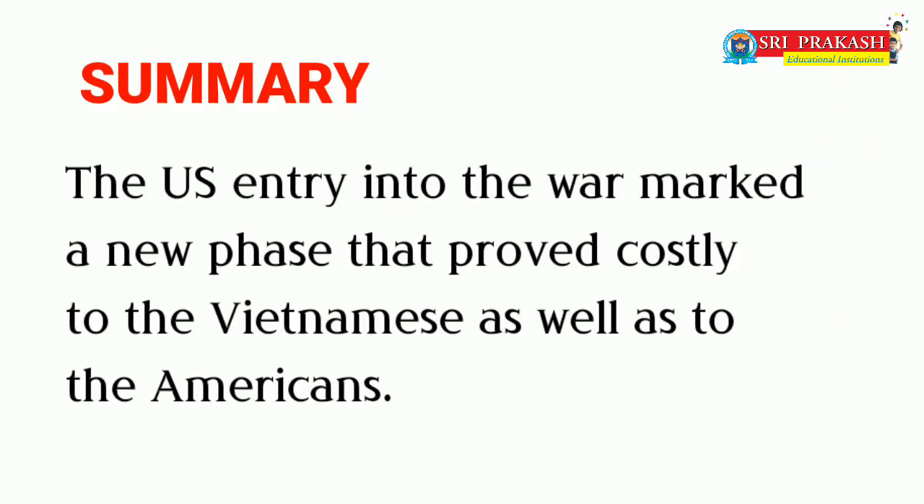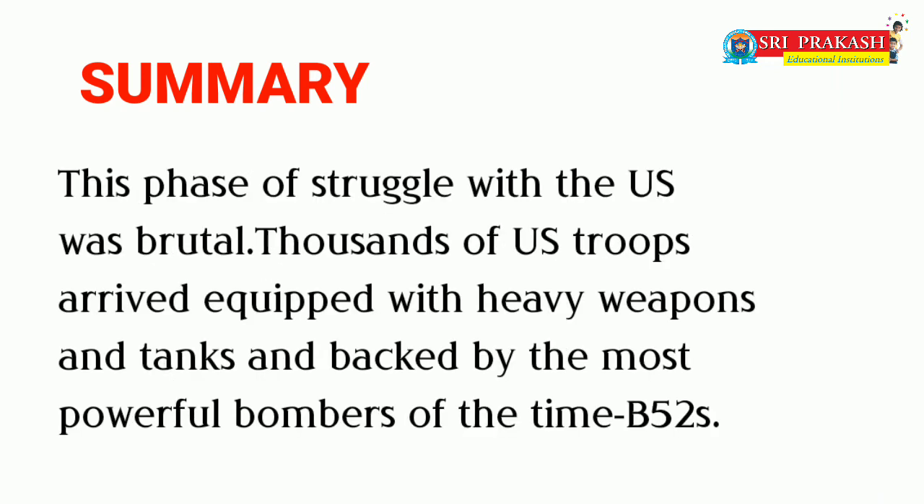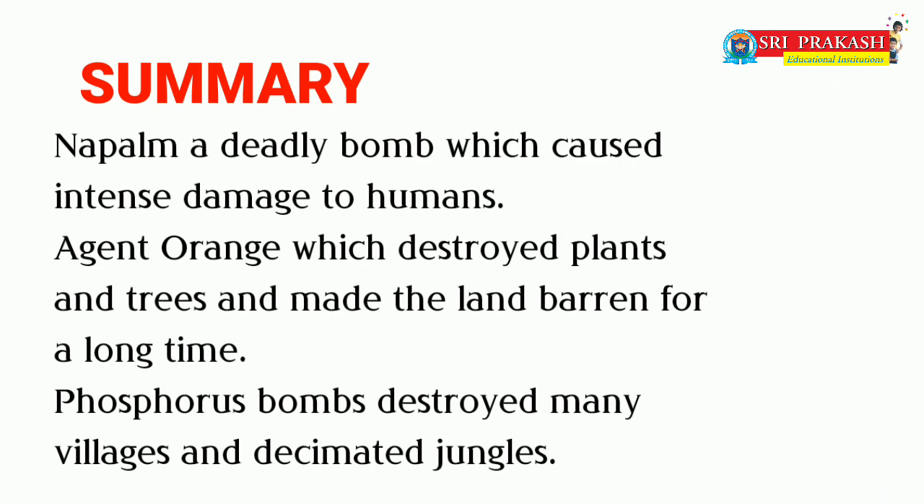Now let us summarize what we have discussed till now. The US entry into the war marked a new phase that proved costly to the Vietnamese as well as to the Americans. This phase of struggle with the US was brutal. Thousands of US troops arrived equipped with heavy weapons and tanks and backed by the most powerful bombers of the time, B-52s. The widespread attacks and use of chemical weapons, napalm, a deadly bomb which caused intense damage to humans, Agent Orange, which destroyed plants and trees and made the land barren for a long time, and phosphorus bombs destroyed many villages and decimated jungles.